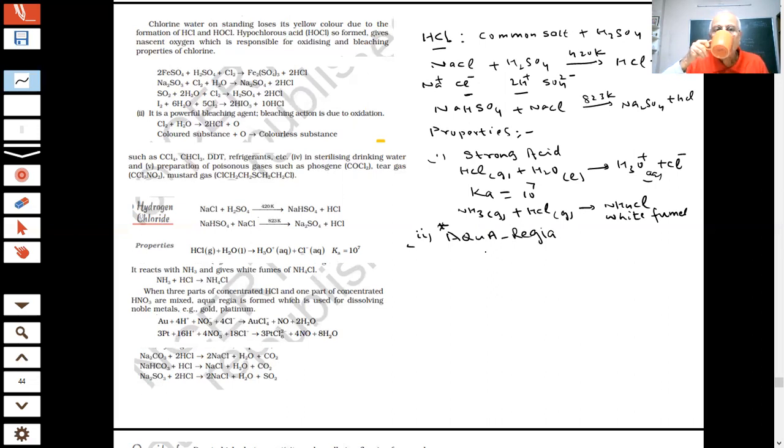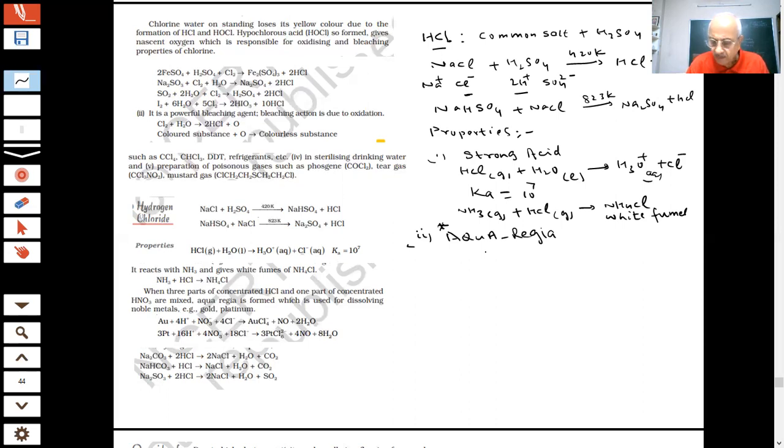Sir, aqua regia is a solution prepared by mixing 3 parts of conc HCl with 1 part of conc HNO3. It can dissolve gold and silver, and it is used usually by jewelers to clean silver and gold jewelries. That is the correct answer.